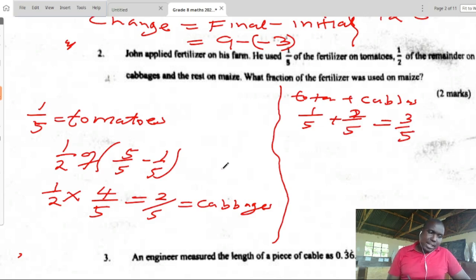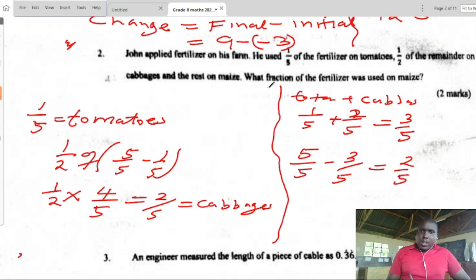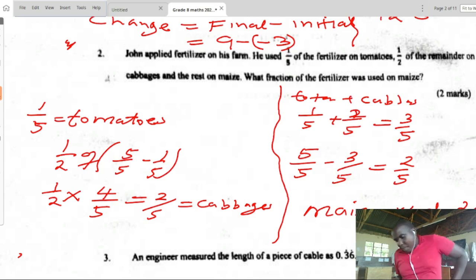So what is remaining? We have 3/3 minus 2/3. So the answer is 1/3. So the fraction that was used for maize is 1/3 of the fertilizer.